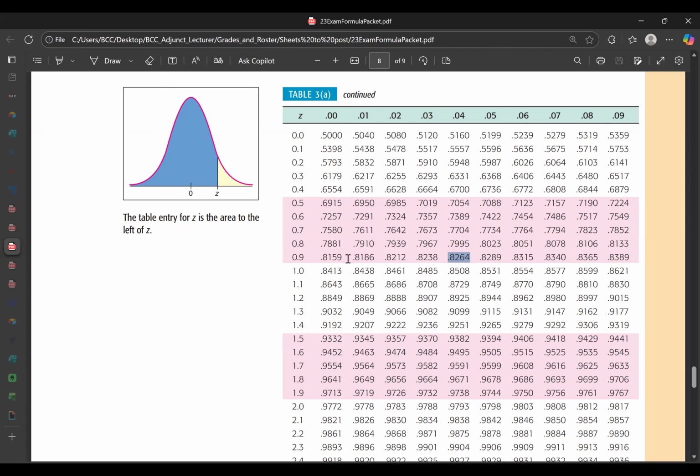You just take away 0.8264, one minus that. So this is the table that says standard area under the normal distribution, and this is the positive side. Use the calculator. It's like a dollar minus 82 cents, something like that.